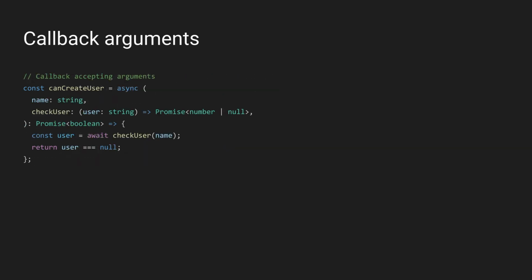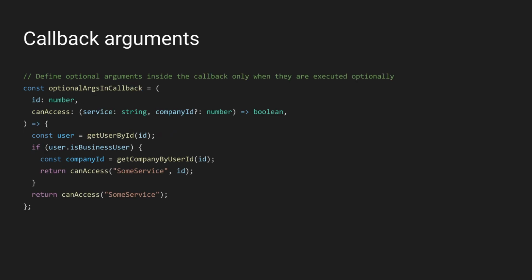Here we have an example of a function that requires an input and returns a promise with either a number or null. Again, thanks to proper function typing, we know how to handle the response correctly, such as remembering to await the promise, which is something that I always tend to forget.